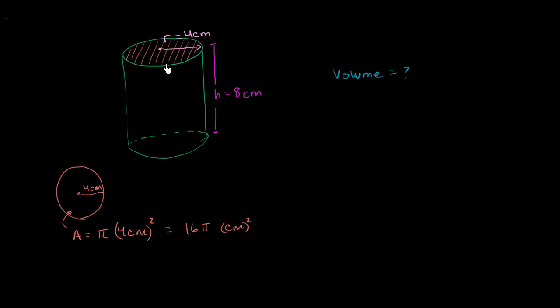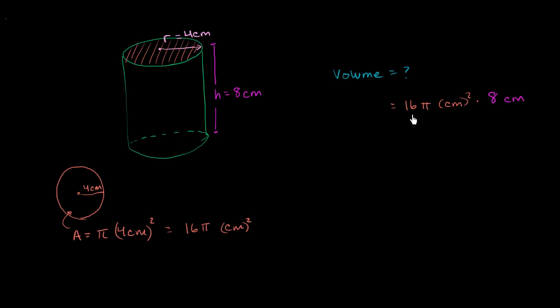So that's the area. The volume is going to be this area times the height. So the volume is going to be equal to 16 pi centimeters squared times the height, times 8 centimeters. And so when you do multiplication, the associative property and the commutative property, you can rearrange these things. It doesn't matter what order you do if it's all multiplication.